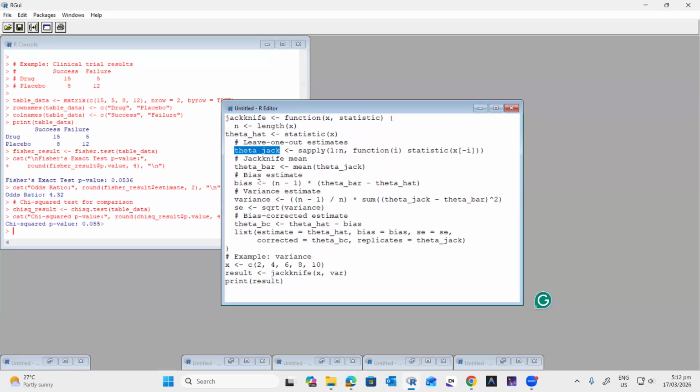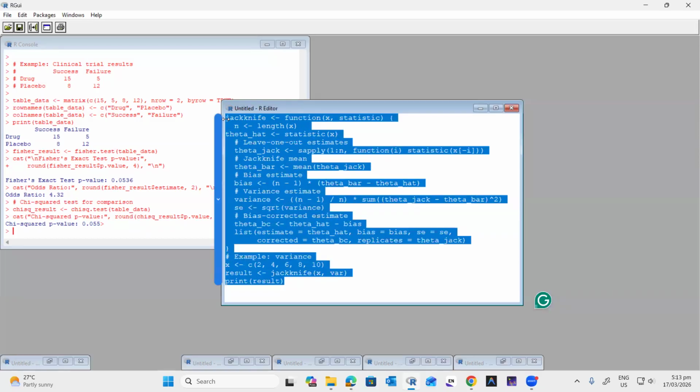All right, and after that we calculate the bias. Okay, jackknife bias is n minus 1 times theta bar minus theta hat, and after that we calculate the jackknife variance, and then the jackknife standard error, and the bias corrected estimate from here. After that we store all of them in a list, and we give the data set 2, 4, 6, 8, 10, and print the jackknife result.